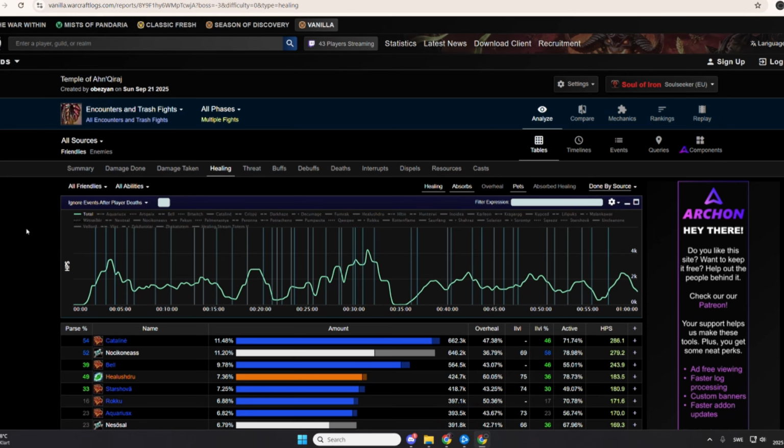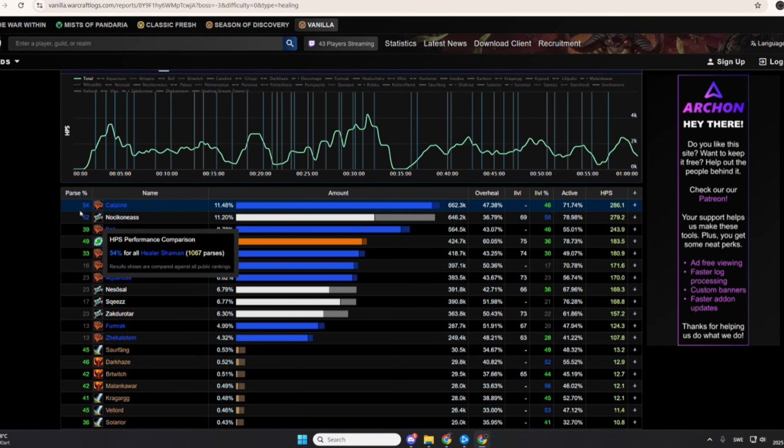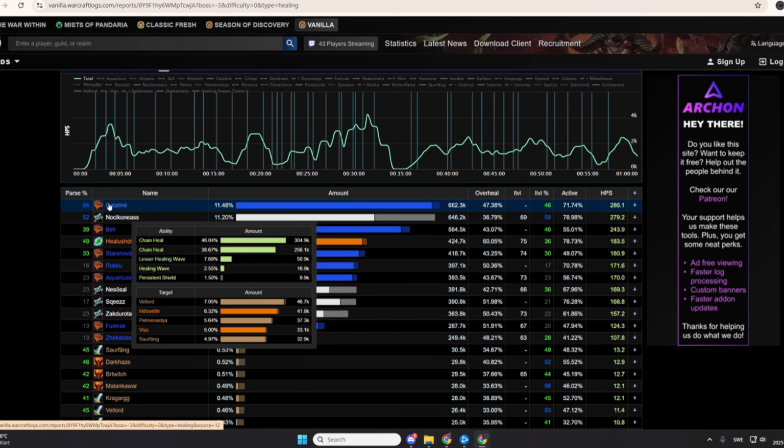Today we will look at some healing logs and figure out how to improve and how to be a better healer. Now, first, you're going to go into the logs and go into the healing tab and look at overall healing. The parses don't matter. What actually matters is general healing numbers and the targets you healed.